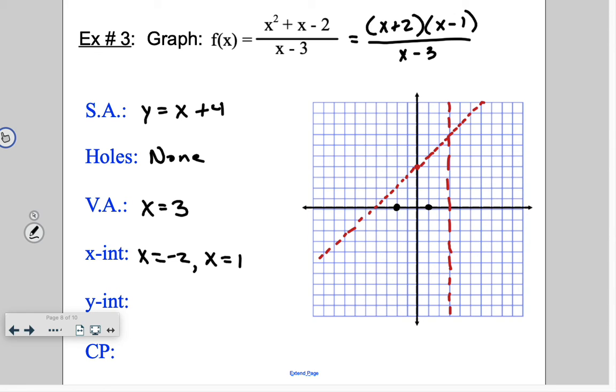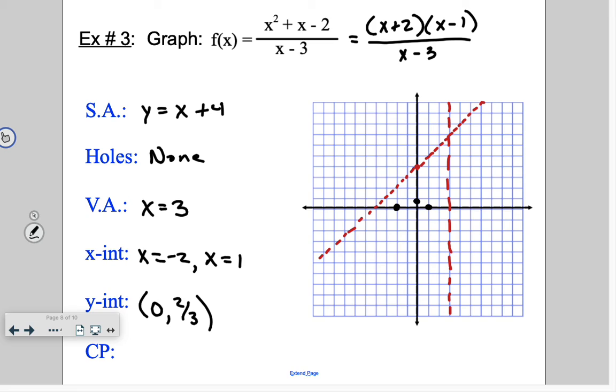Y-intercept is when x equals 0. So if we plug 0 in for x and see what we get, it doesn't matter whether it's the original or the factored, you should get the same answer regardless. Original is a little bit easier. You get negative 2 on top, negative 3 on bottom. So therefore 2/3 is your y-intercept. So right around here someplace, we've got a y-intercept now.